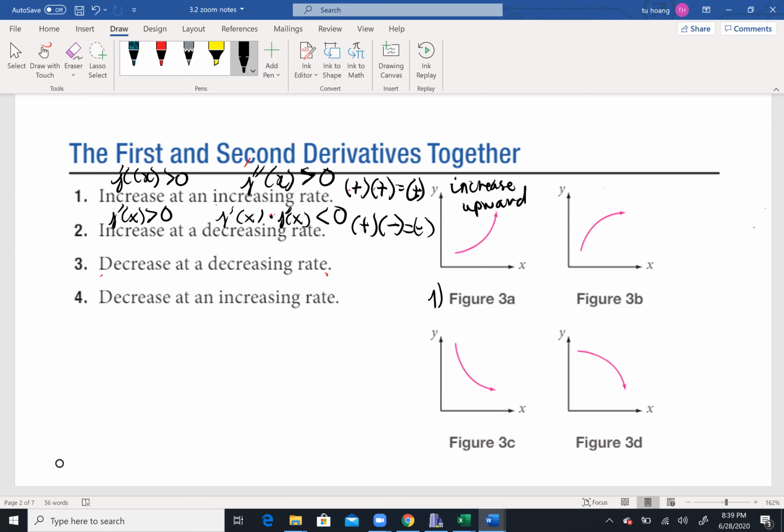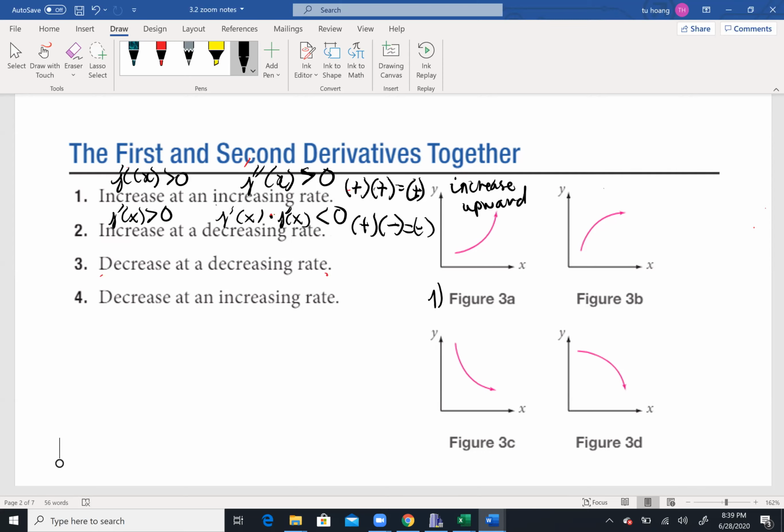That means the graph is increasing, okay? Increasing, but it's trying to go down later, right? It looks like it's going down later. The rate is not going to keep going up like figure 3a.